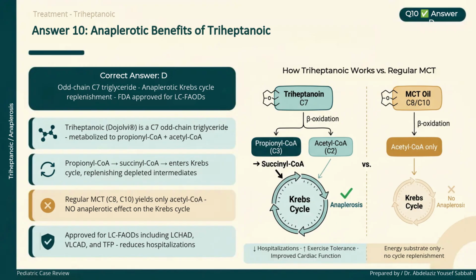Regular medium-chain triglycerides, the C8 and C10 fats, yield only acetyl coenzyme A and therefore have no anaplerotic effect on the Krebs cycle. Triheptanoin is approved by the United States Food and Drug Administration for long-chain fatty acid oxidation disorders, including LCHAD, very long-chain acyl coenzyme A dehydrogenase deficiency, and trifunctional protein deficiency. Clinically, it can reduce hospitalizations, improve exercise tolerance, and improve cardiac function.